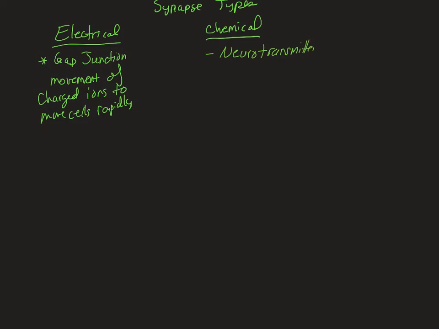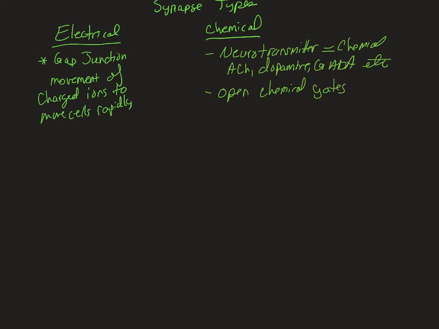So the neurotransmitter is the chemical. And you could be dealing with acetylcholine, dopamine, GABA, etc., all kinds of things. And their job is to open chemical gates, which are also called ligand gates. When they open the gates, then sodium or other charged ions can enter.